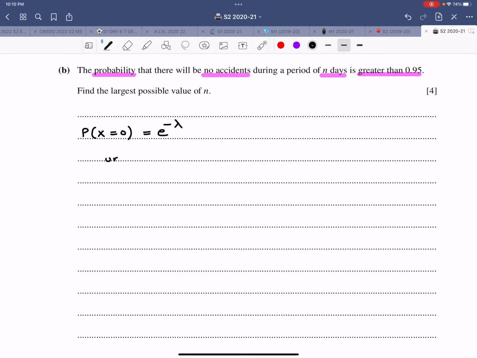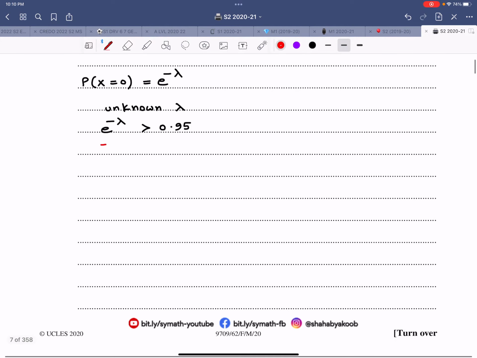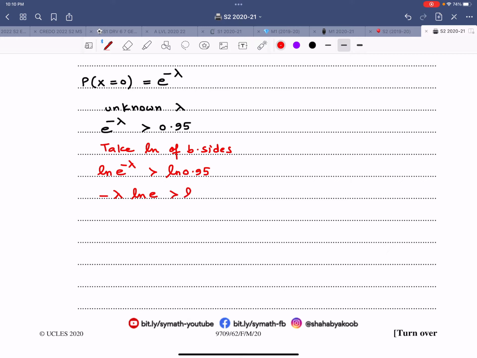Now, there is an unknown lambda. We don't know what lambda is. So this probability is greater than 0.95. First of all, take the natural log of both sides. When I take the natural log of both sides, ln e raised to the power of minus lambda is greater than ln of 0.95. Minus lambda ln e is greater than ln of 0.95. ln of e becomes 1. Minus lambda remains as it is, greater than some negative value.